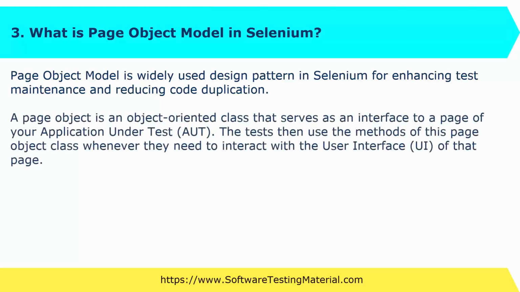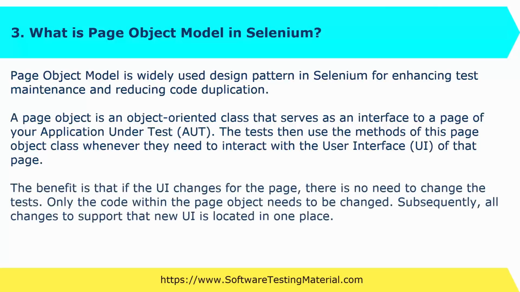A page object is an object oriented class that serves as an interface to a page of your application under test. The tests then use the methods of this page object class whenever they need to interact with the user interface of that page. The benefit is that if the UI changes for the page, the tests themselves don't need to change. Only the code within the page object needs to change. Subsequently, all changes to support that new UI are located in one place.